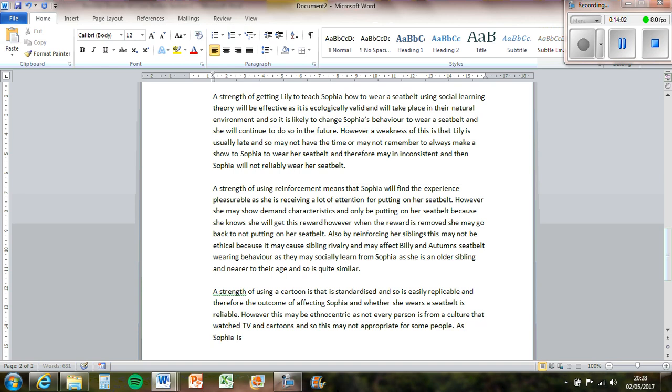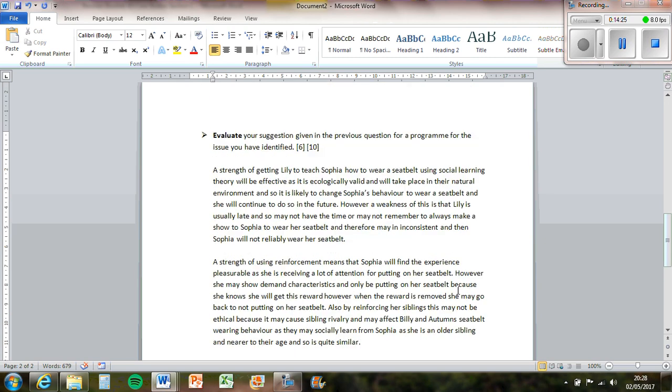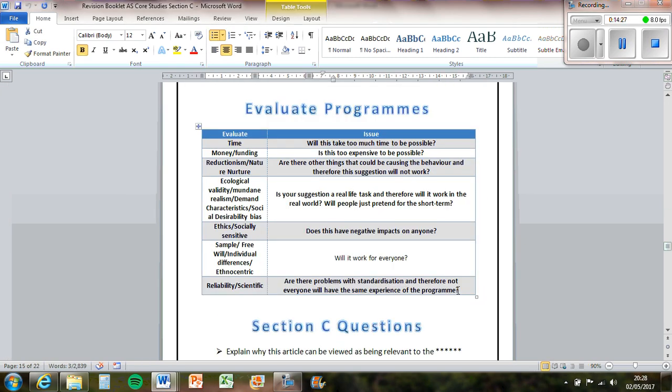As Sophia is in a car, it may suggest she is of Western culture, well, not necessarily. Well, that's a bit iffy because we're really talking about Sophia, aren't we?